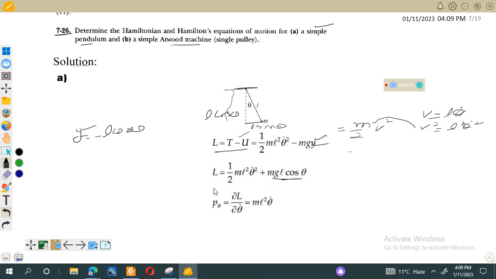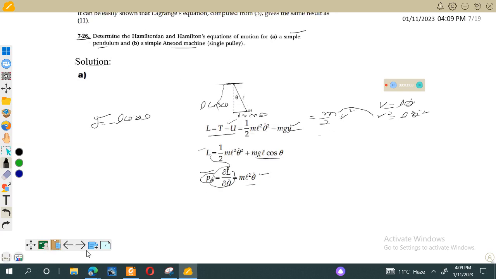Now we have found the Lagrangian of the system, and we can find the canonical momentum, which is p theta equal to partial L over partial theta dot. When we differentiate this Lagrangian with respect to theta dot, this will give us the canonical momentum, which is equal to m L squared theta dot. Plugging this Lagrangian into this equation yields this canonical momentum. And then the Hamilton equation of motion.